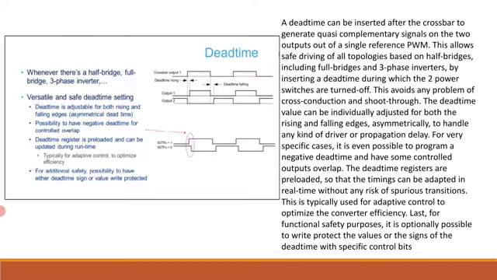You can see in the figure. For very specific cases, it is even possible to program a negative dead time and have some controlled outputs overlap. The dead time registers are preloaded so that the timing can be adapted in real time without any risk of spurious transitions, which we discussed earlier also in general purpose timers. This is typically used for adaptive control to optimize the converter efficiency. Last, for functional safety purposes, it is optionally possible to write protect the value or the sign of the dead time with specific control bits.